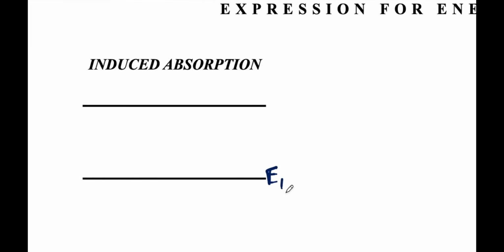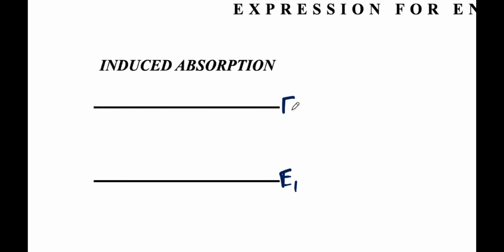We say that E1 is the ground state energy level and E2 is the excited state energy level. In the E1 state, we have N1 number of electrons. In the E2 state, we have N2 number of electrons. Now, let us consider three cases: induced absorption, spontaneous emission, and stimulated emission. All three explanations will be converted into the form of equations.